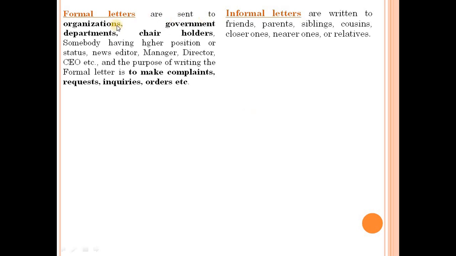The formal letters are sent to organizations, government departments, shareholders, somebody having a higher position or authority or status, like a news editor, manager, director, CEO. Whereas on the other hand, informal letters are always written to friends, parents, siblings, cousins, closer ones, and relatives. What's the purpose of writing the formal letter?